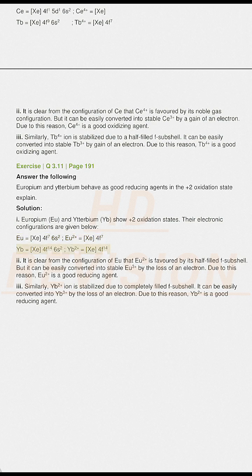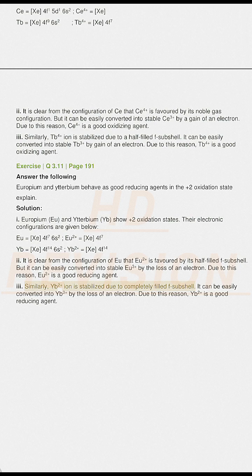Yb = [Xe] 4f14 6s2, Yb2+ = [Xe] 4f14. 2. It is clear from the configuration of Eu that Eu2+ is favored by its half-filled f subshell. But it can be easily converted into stable Eu3+ by the loss of an electron. Due to this reason, Eu2+ is a good reducing agent.